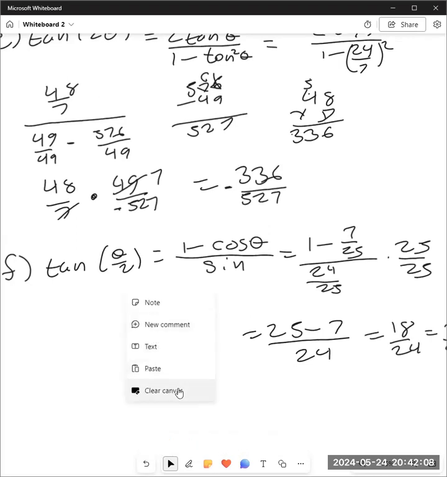Let's take that all away, and we'll have to remember those formulas for the next one here. So given that cosine of theta equals negative √7 over 3, and that theta is in quadrant 2, find sine 2 theta.